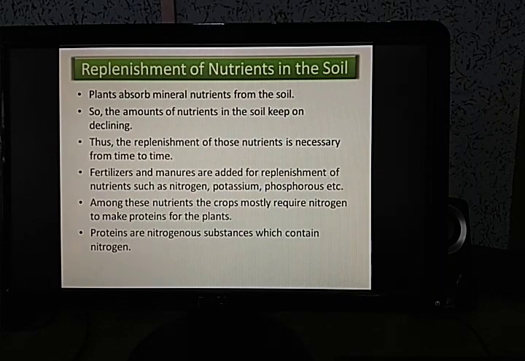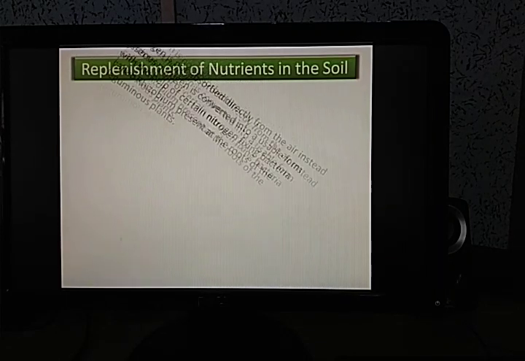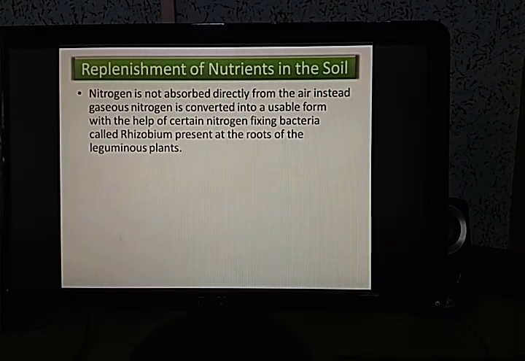Now moving on. Nitrogen is very abundant in the atmosphere, but the plants cannot take that gaseous nitrogen directly from the atmosphere, just like carbon dioxide. So how do they take this nitrogen? The gaseous nitrogen is converted into a usable form with the help of a certain nitrogen fixing bacteria called rhizobium. We have already discussed in the earlier class what rhizobium is, and they are present at the roots of the leguminous plants. Leguminous plants like pulses.